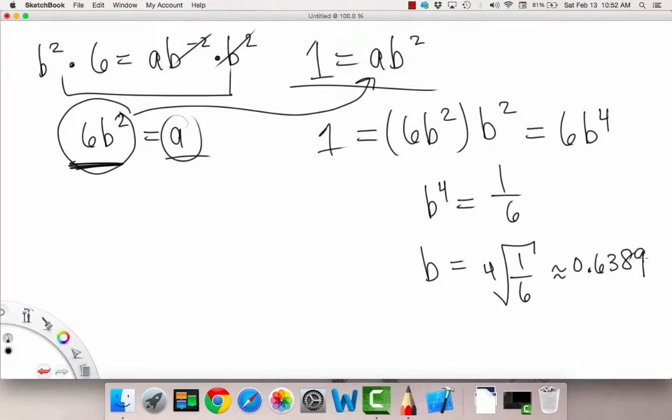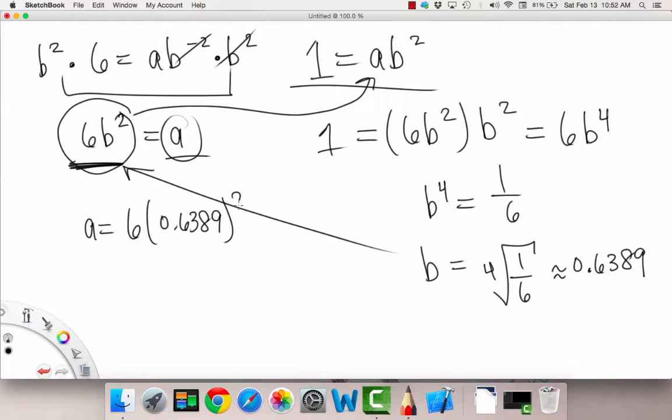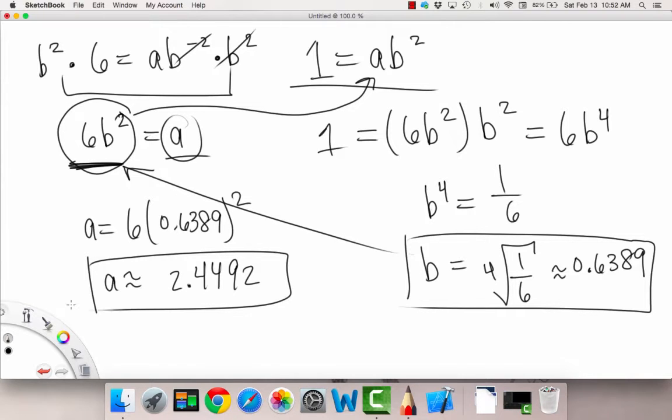0.6389. Okay, so we solved for b, and now what we're going to do is just plug it back into here in order to figure out what our a is. Okay, so in order to figure out a, we just have a is equal to 6 times whatever b is, so 0.6389, and then that's squared, right? And then when we do that, again into our calculator, we get something around 2.4492. Okay, so now we've gotten to a point where we know our b, and we know our a, so we can just plug it into the formula to get our answer.